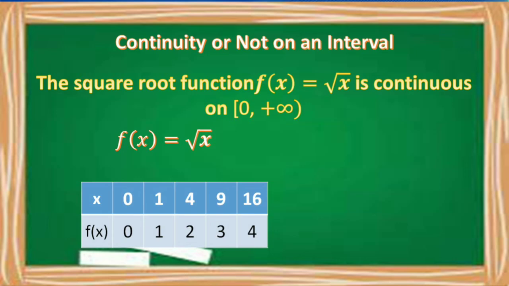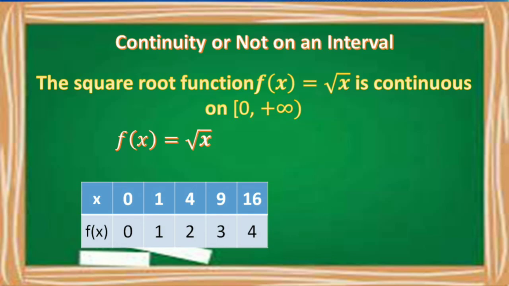If x is 1, then f of x is 1 because the square root of 1 equals 1. If x is 4, then f of x is 2 because the square root of 4 is 2. If x is 9, then f of x is 3 because the square root of 9 is 3. And if x is 16, then f of x is 4 because the square root of 16 equals 4.